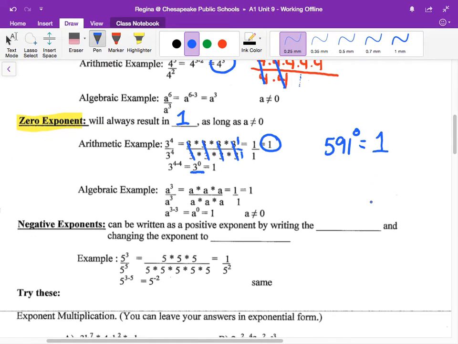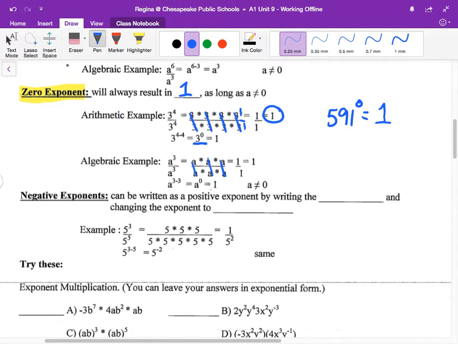Here's the arithmetic, and then here's the algebraic example. So here's 3 a's, 3 a's. They're going to cancel out. There's 1 left over, 1 on the bottom. 1 divided by 1 is 1. Here's the rule. 3 minus 3, you take the top exponent minus the bottom one, you're going to get 0. That just equals 1.